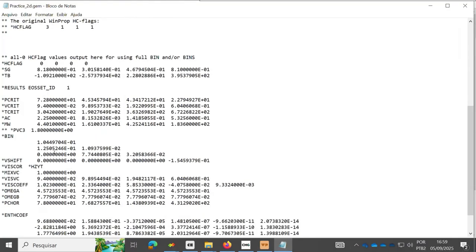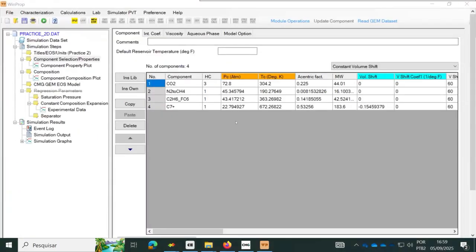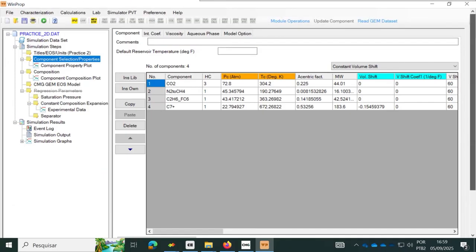But what if we change the WinProp model? For example, this is my WinProp model, I opened it from Builder, and I'm changing it now. When I save it, it doesn't update my Builder model. No, you need to generate a new file and update manually. It's not an automatic update between the two platforms. Unfortunately, not yet. They are not smart enough yet.